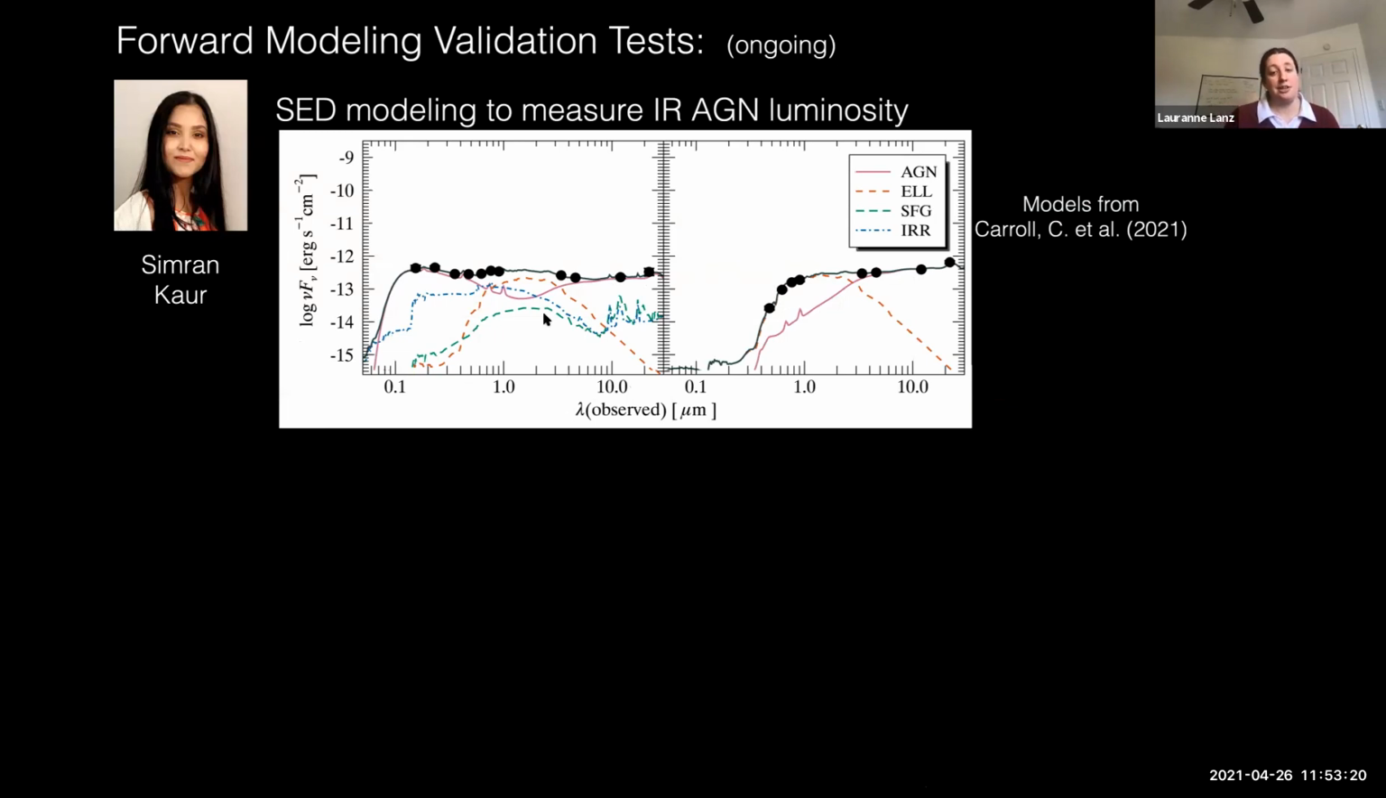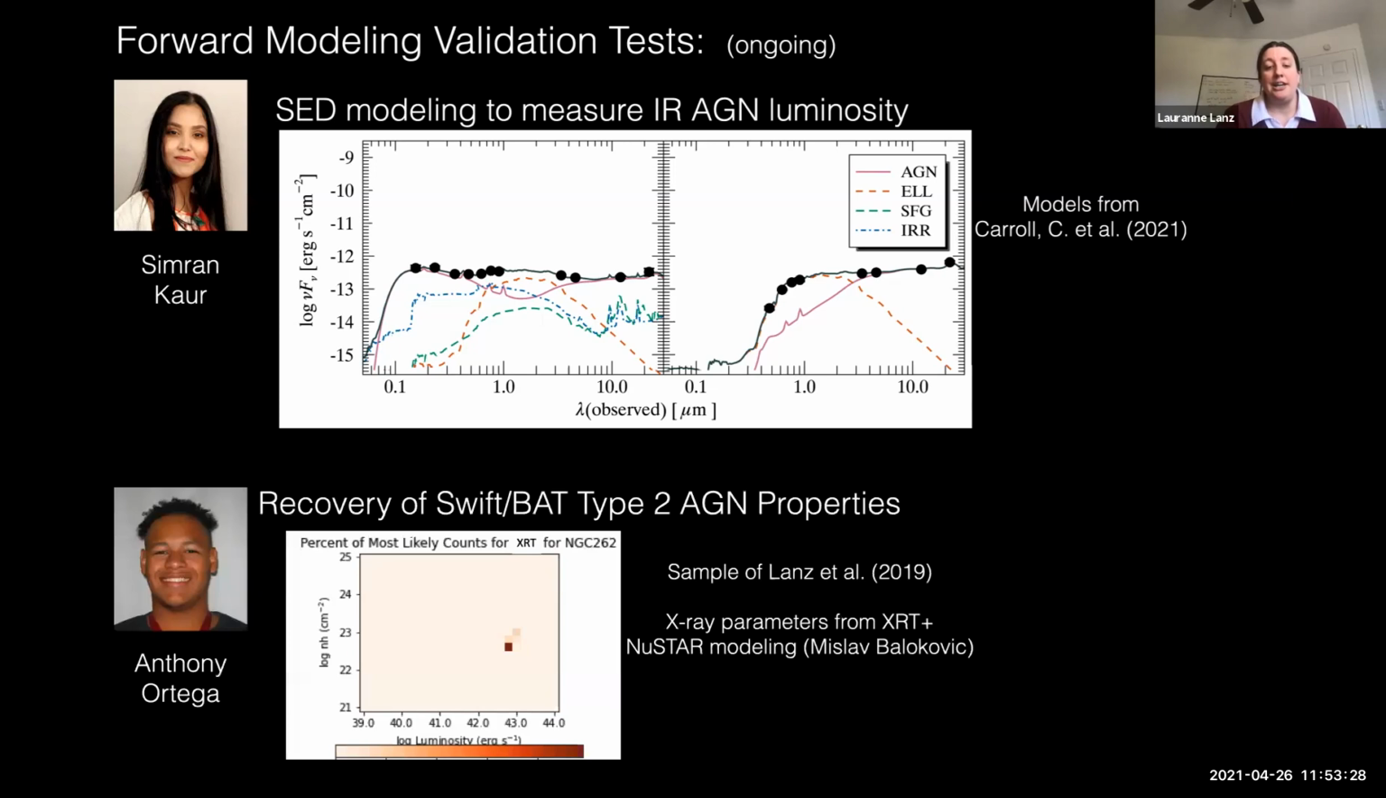And so that'll give us another measure of the activity of the AGN that we can compare to what we're getting from the X-rays. Anthony Ortega is doing this in a slightly different way. He has extended the code to now work with Swift XRT data and is applying it to Swift BAT type 2 AGN. So I had looked at them for a completely different project in 2019.